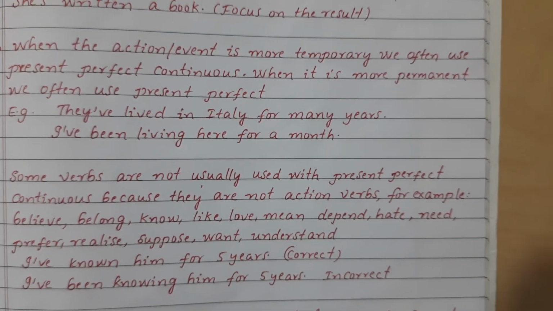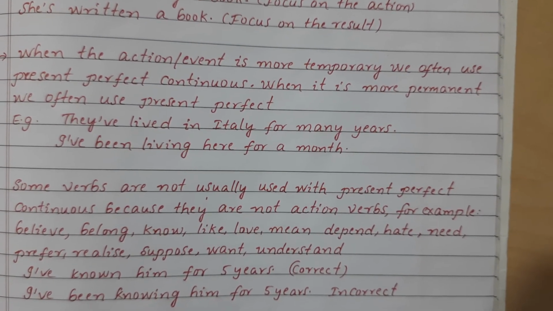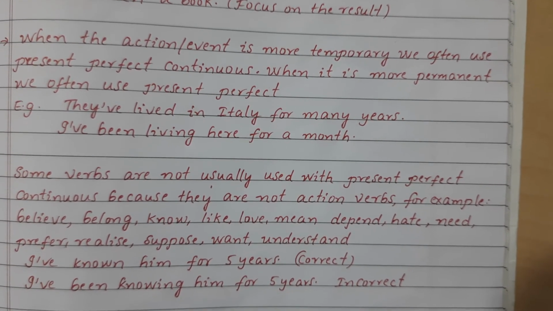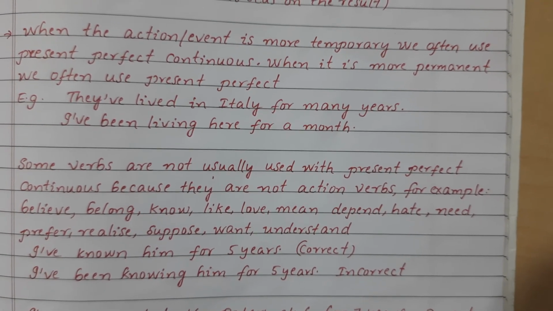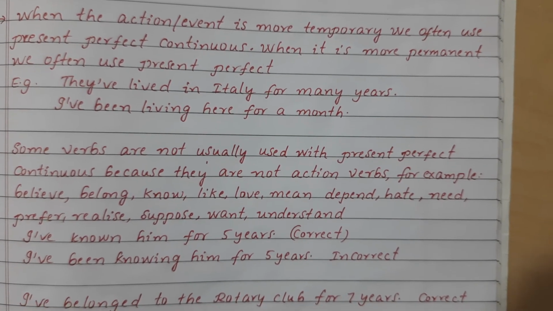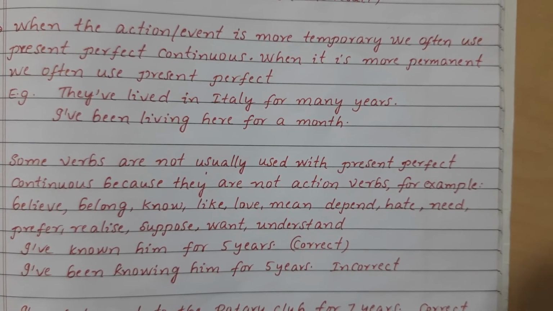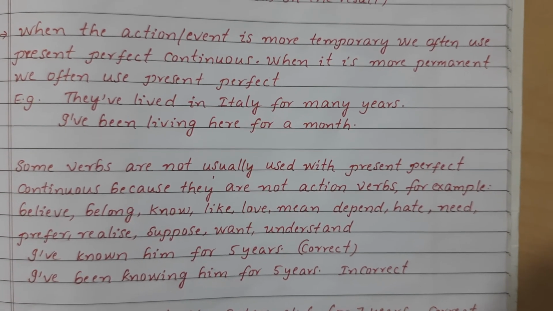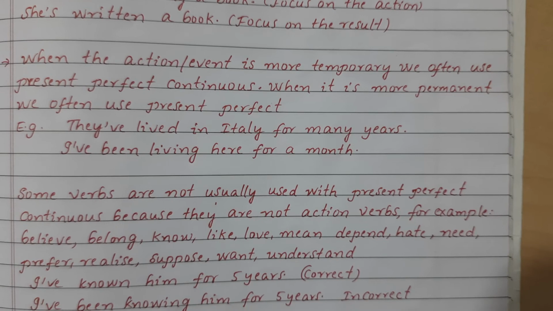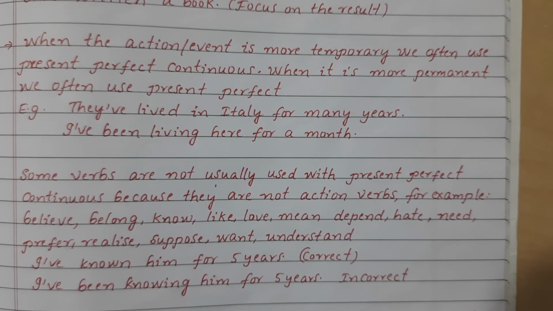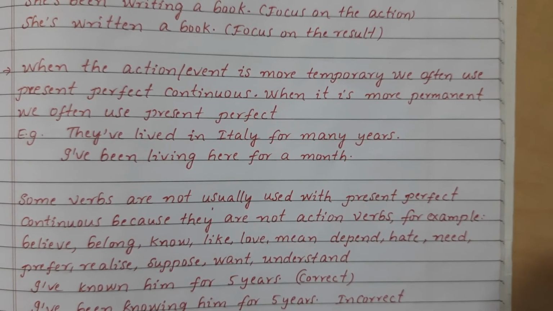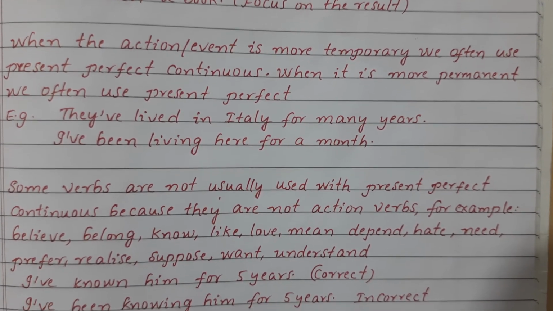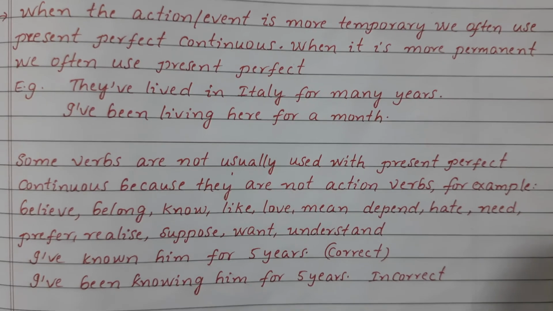Some verbs are not usually used with the present perfect continuous because they are not action verbs. For example, believe, belong, know, like, love, mean, depend, hate, need, prefer, realize, suppose, want, understand. We should never use these verbs in present perfect continuous tense. I repeat, believe, belong, know, like, love, mean, depend, hate, need, prefer, realize, suppose, want, understand.